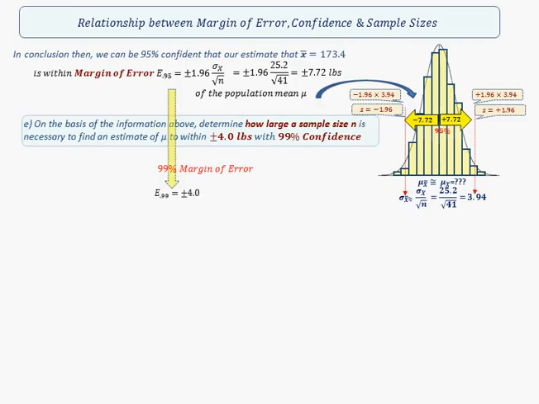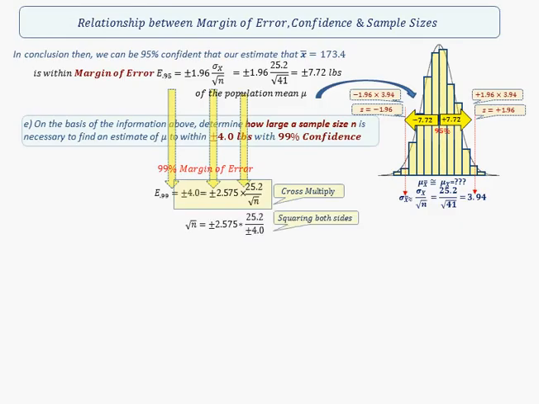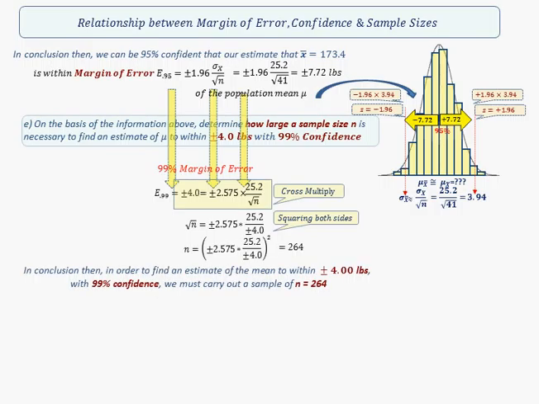And look what's happening here. We're looking at the formula above. Your error term is plus or minus 4.0. Your z-score for 99% confidence is 2.575. Your standard error is 25.2 over the square root of n. And we need to solve for n here, so we cross multiply, square both sides, and find n is 264.